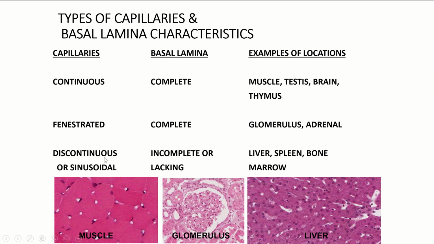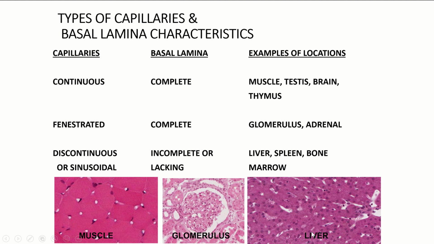Okay, the next one is going to be discontinuous or sinusoidal, and this is where there are giant gaping holes in your capillaries. Okay, so the basal lamina is incomplete or lacking, and there are giant gaping holes in your capillaries, and so this is going to let whole blood through. Okay, so this is what's going to let a lot of things through, and so that's going to be in places like your liver, your spleen, and your bone marrow, because if you think about what your liver and your spleen do, they filter whole blood.